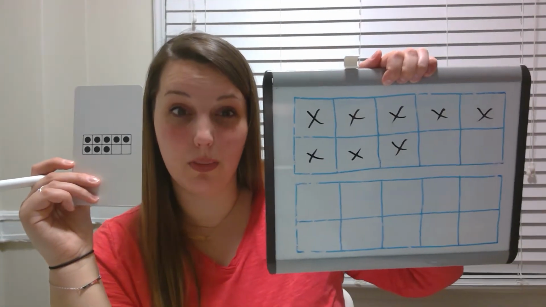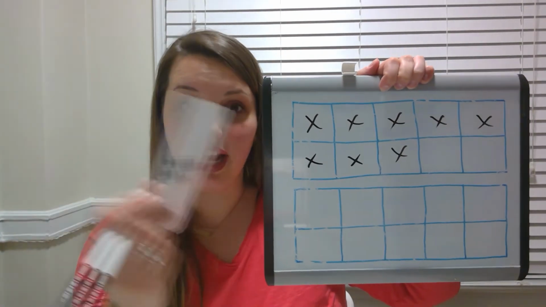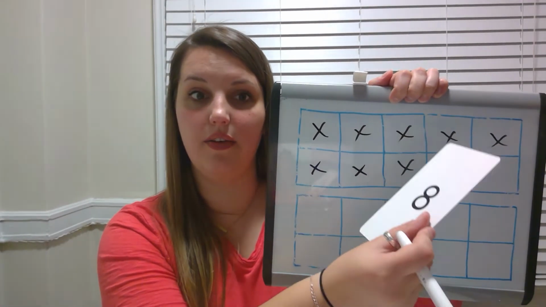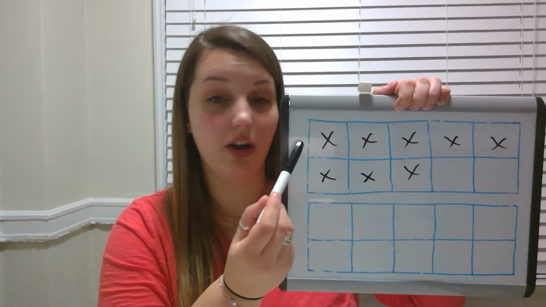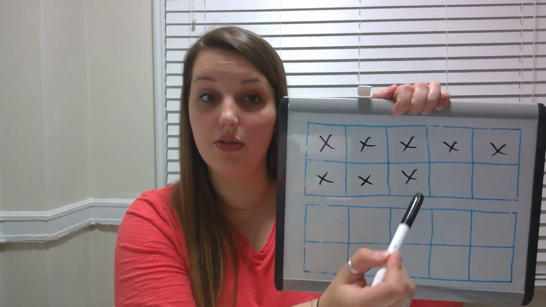Right. I see the 5 on the top row. 1, 2, 3, 4, 5. And then how many more in the next row make 8? 5 and how many more make 8? Right. 5 plus 3 equals 8. 5, 6, 7, 8. That's what I have too. Is that what your board shows too? Right. 1, 2, 3, 4, 5, 6, 7, 8. We now know that 8 is 5 and 3 more.